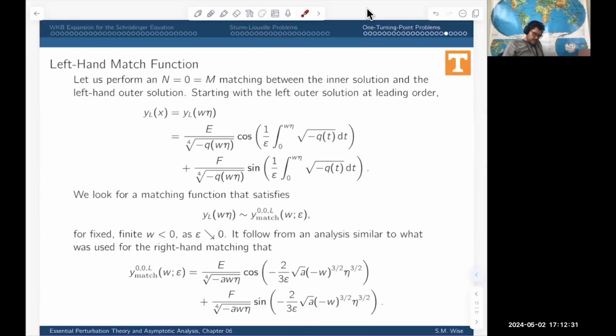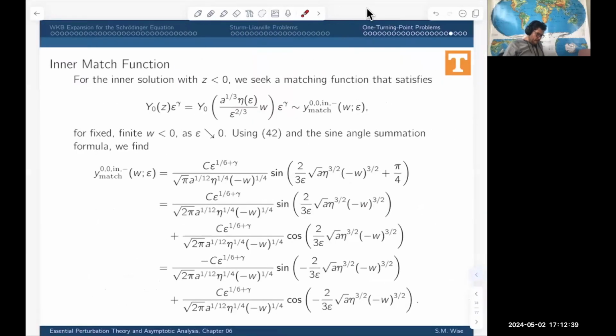Yeah, so this is my 0, 0 left matching function. Now I need the 0, 0 inner. Okay, and the only way I could do the inner and make sense of it is I added a negative sign here. I think I added a positive sign in the previous one as well. So you replace Z with the expression in terms of W and eta.